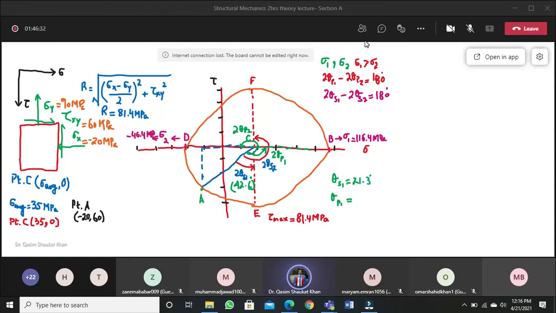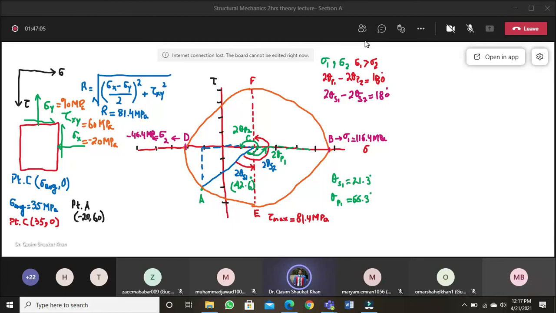So 2 theta S1 is 42.6 degrees, and how much will 2 theta P1 be? It is 42.6 degrees plus 90, which is 132.6. So how much will theta P1 be? Half of it, 66.3 degrees.